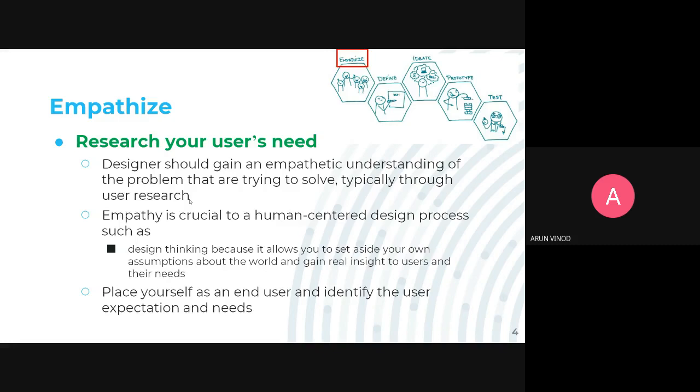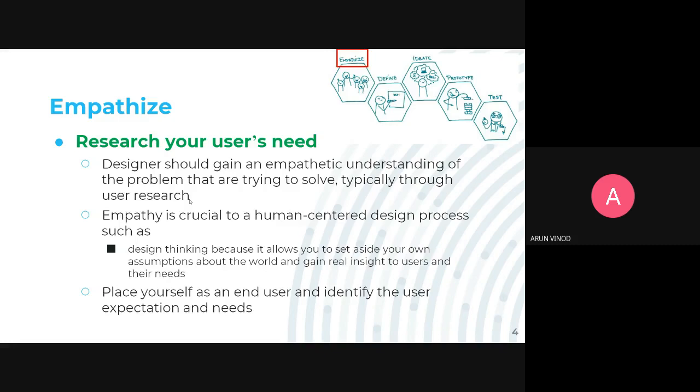So what you have to do is discuss with all the users who are facing those problems. The design thinking process allows you to set aside your own assumptions. You will have your own assumptions, but you should not take them. What you have to do is directly interact with the users who are facing that problem and list out what problems they are facing. That should be exactly an insight into the users and their needs. That should be a real insight into users and their needs.